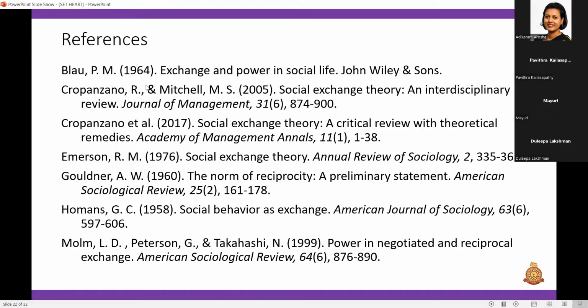These are, as I said, some of the seminal work: Blau, Emerson, Goldner, Homans. In terms of negotiated social exchange, Molm is one of the people who have done a lot of research on negotiated social exchange, and this is one of their articles. And as I said, these are Cropanzano's work on social exchange theory and the future. So that's my take on social exchange theory, and we are now open to questions and discussion.